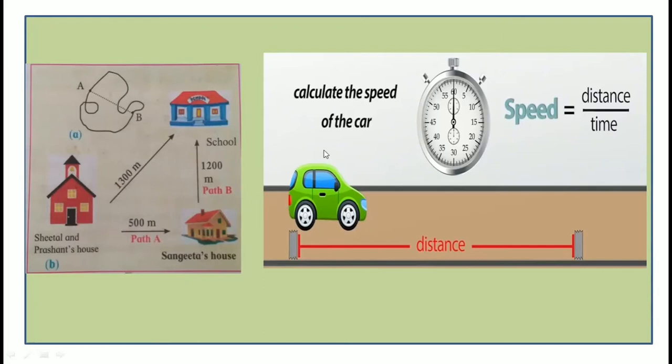Here you see another diagram, to calculate the speed of a car. Suppose this is the starting point and this is the end point. That means this is the initial point and this is the final point. The path the car moved is called the distance, and the car's move from one place to the next place is called the displacement. Speed equals distance divided by time.